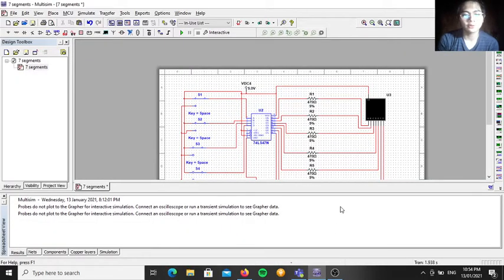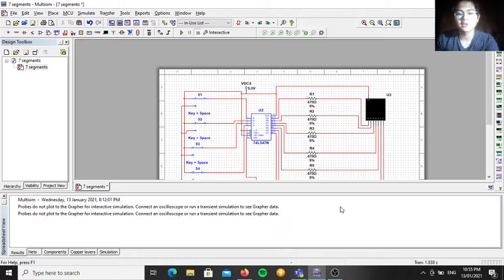So let's start experiment number 16, BCD to 7-segment decoder. This decoder's operation is quite straightforward. The IC interprets the BCD code across its input pins and outputs to light up the required segments in a 7-segment LED display. There are many 7-segment decoder or display driver ICs available today.